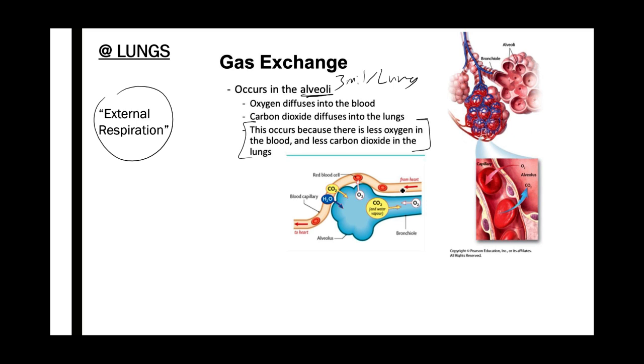At this capillary alveolar interface, there's low partial pressure of oxygen in the blood, so that oxygen can flow from high to low, and then there is low CO2 concentration in the lungs, so that CO2 can flow from high to low.